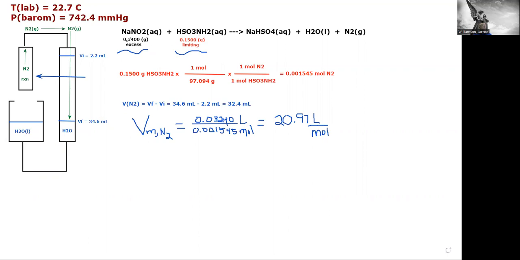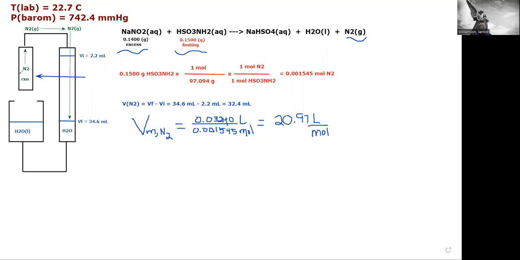You won't have those nice perfect numbers, but they should be very close to 0.14, like no more than 0.1420 or 0.1410. And they should be no more than 0.1510, somewhere around there. In this experiment, these amounts are chosen such that the sulfamic acid is the limiting reactant. So we're going to base the amount of nitrogen produced on the limiting reactant.